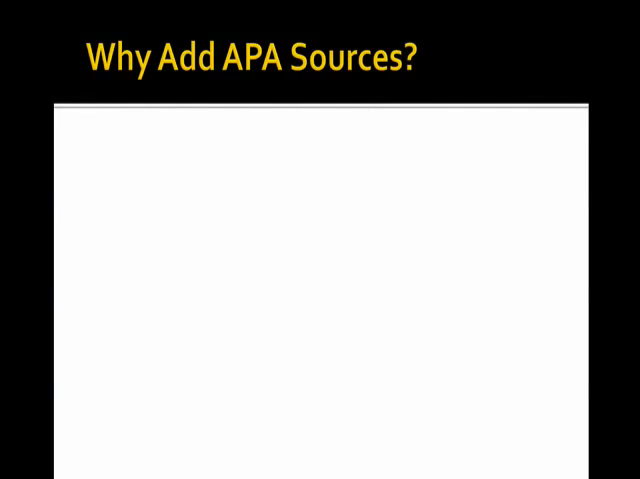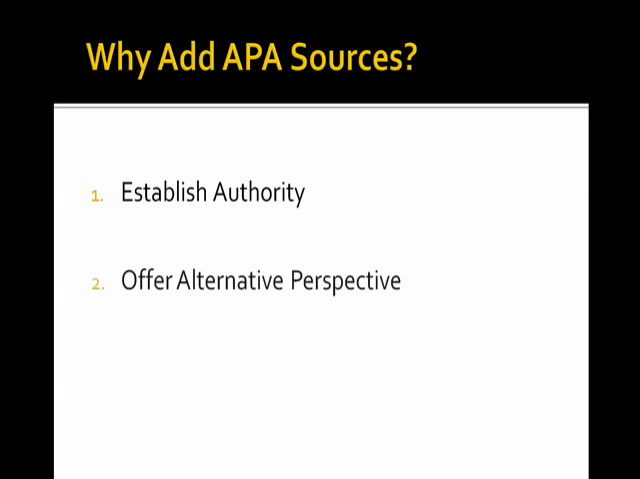The more important question to ask is, why add an APA source? In general, we'll use sources for three reasons. Number one, we need sources to back up our statements. We're not an authority, or we're trying to establish our authority, so we use others who are already authority figures. Number two, we want to offer alternative perspectives, including the perspectives of dissenters. And number three, we need evidence to validate our arguments.